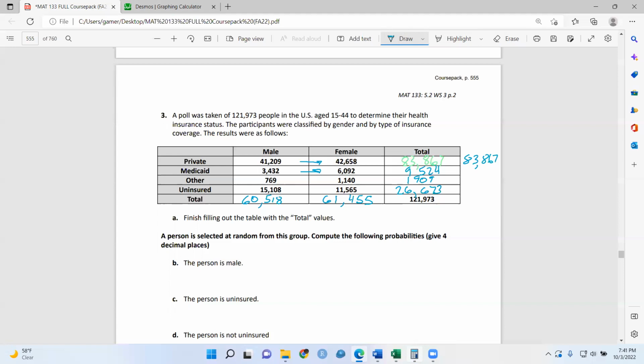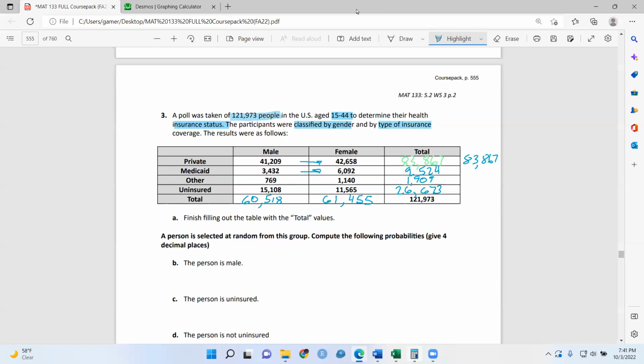Okay, so that's a matter of calculator work. Just adding across for the rows, adding down for the columns. Okay, now let's make a few notes about this. What is this? Well, we asked 121,973 people who were within these ages, what's your health insurance status? Meaning, what type of health coverage do you have? Doesn't say the year. Who knows? And then we classified by gender and by type.